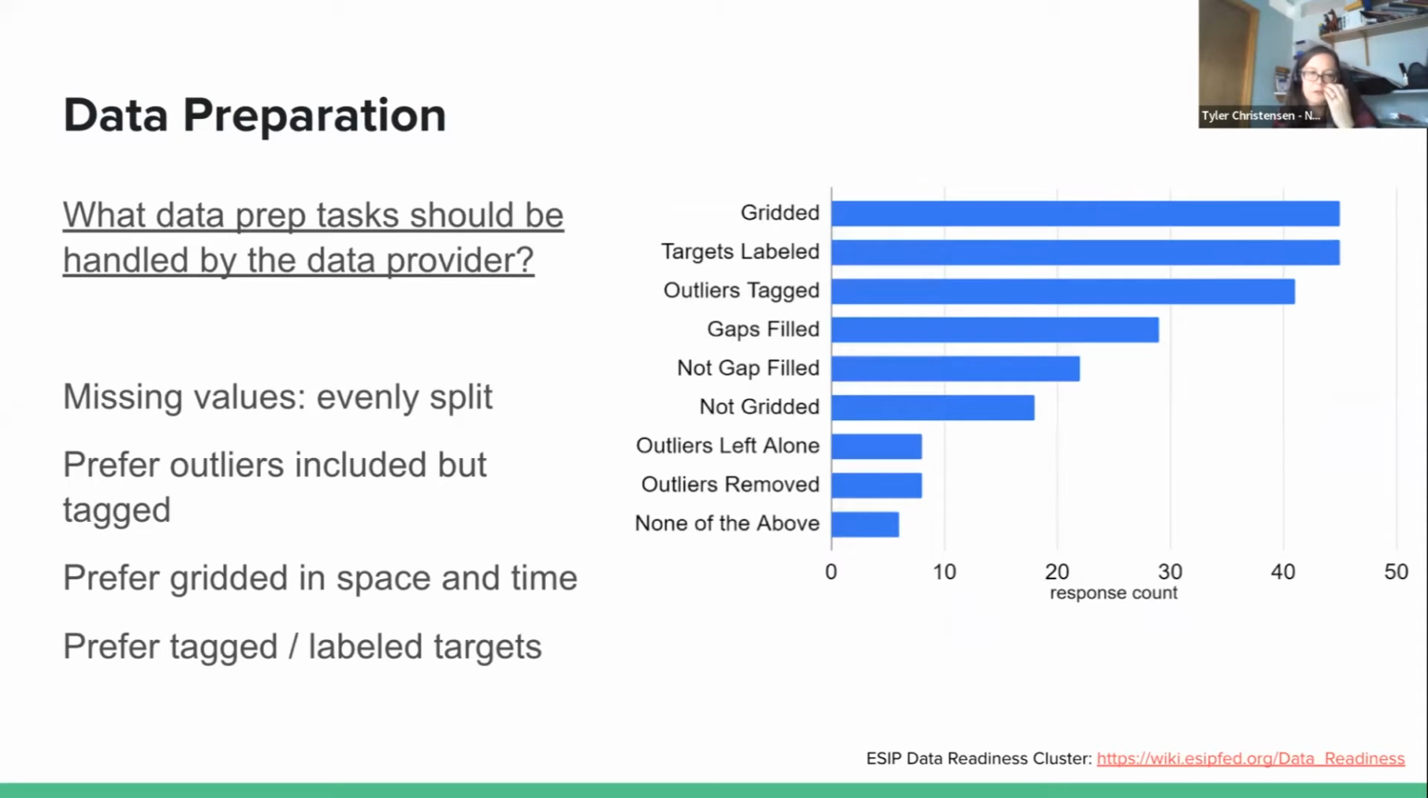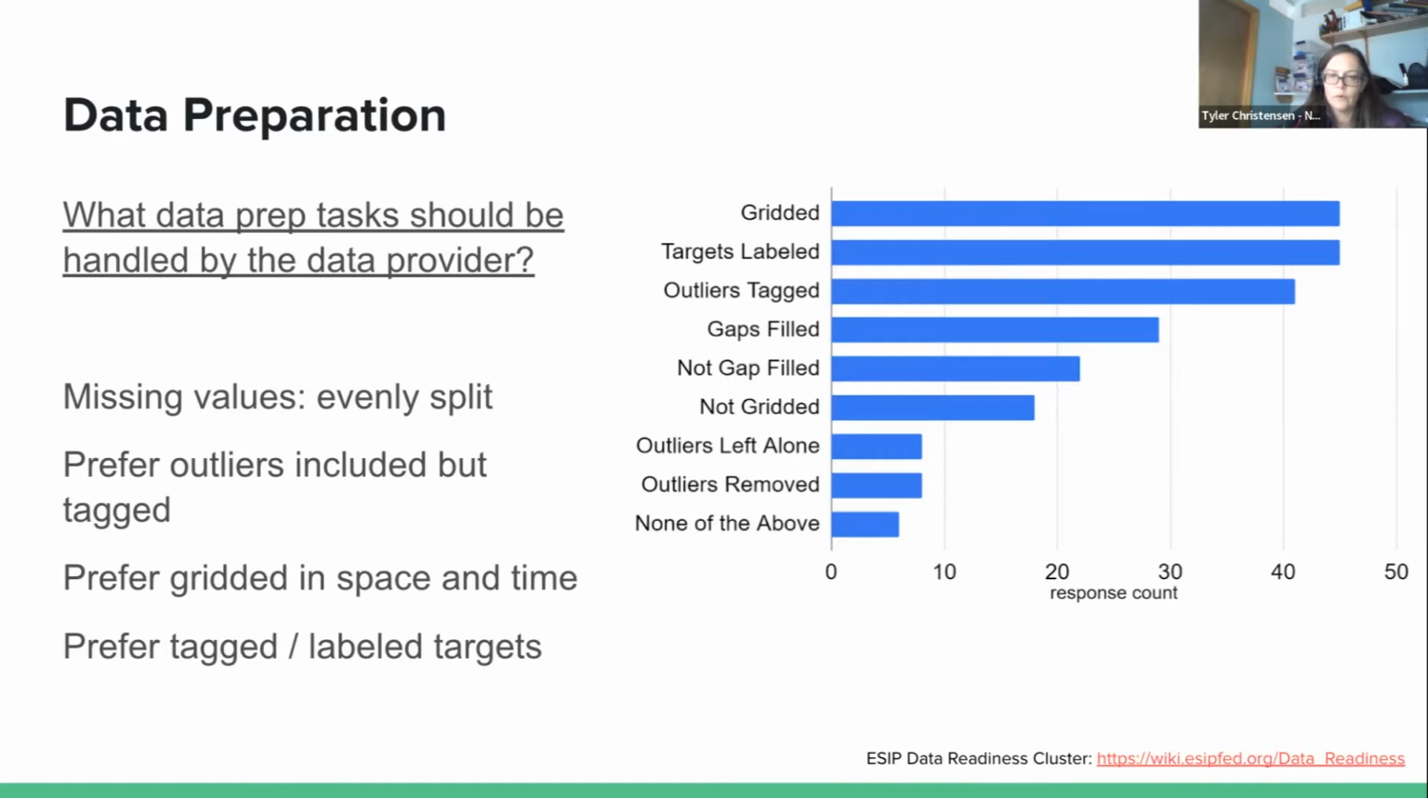Okay, so now we're starting to get into the requirements, where we're asking very specific questions about each of those 4 categories. So first we asked about data preparation. And so what we're asking here is, are there data preparation tasks that you would like the data provider to handle so that you don't have to? And so this is asking about whether they want the data gridded or in original observed space and time domains. How do they want outliers dealt with? Do they want gaps filled or not filled?